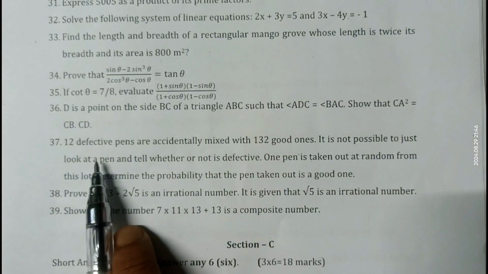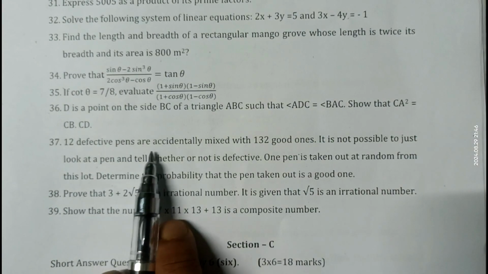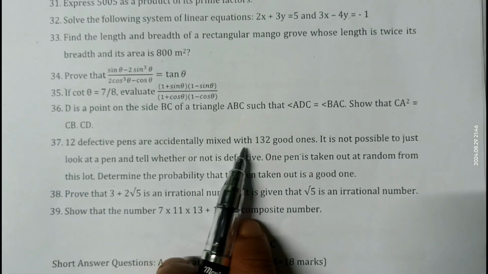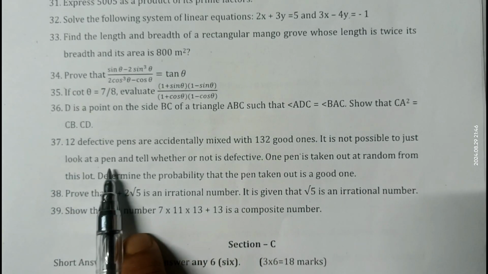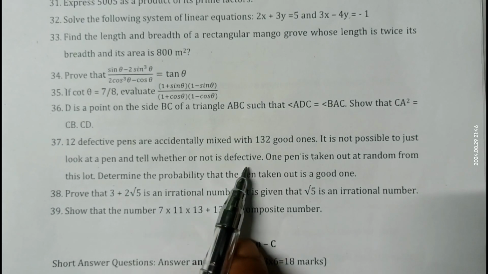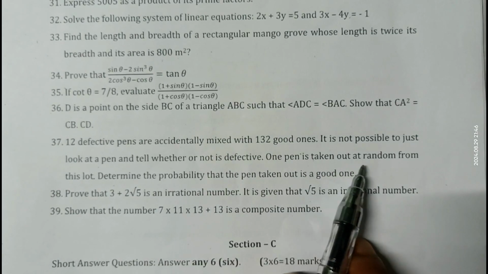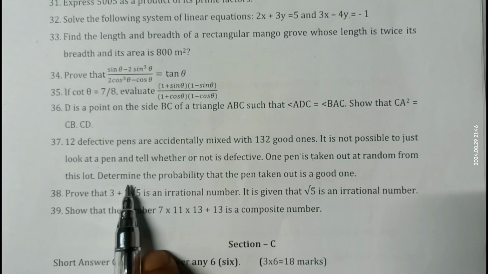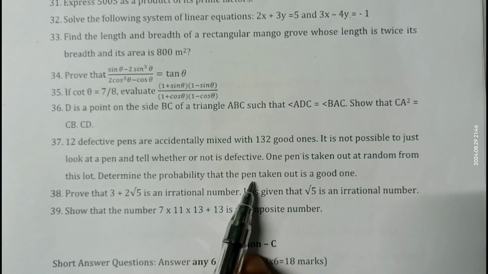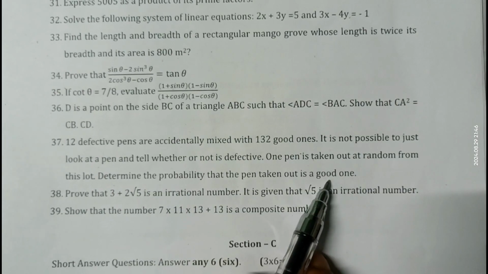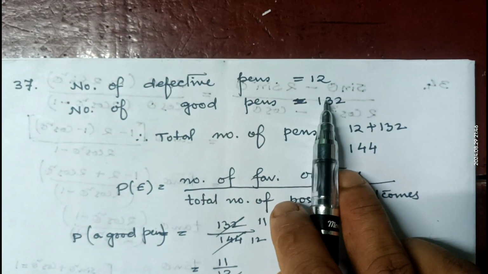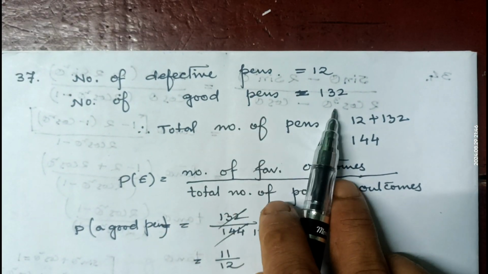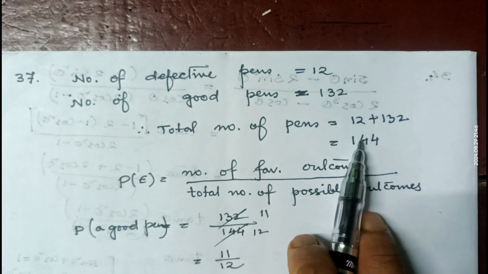In question number 37 it is given that 12 defective pens are accidentally mixed with 132 good ones. It is not possible to just look at a pen and tell whether or not it is defective. One pen is taken out at random from this lot. Determine the probability that the pen taken out is a good one. So here defective pens are 12 and good pens are 132. So altogether there are 144 pens.